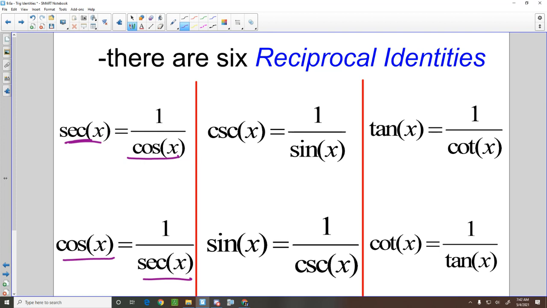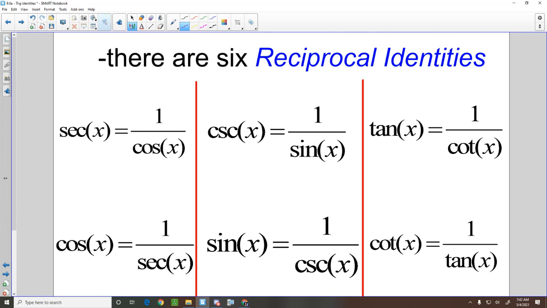And so the idea is if you ever see a problem written one of these ways with like a 1 over a trig function, we know we can just rewrite it as a separate trig function, which should make it simpler and easier. Maybe cancel some stuff out so that we can easily solve these trig equations later on in the week. So then you got cosecant and sine, and you got tangent and cotangent.